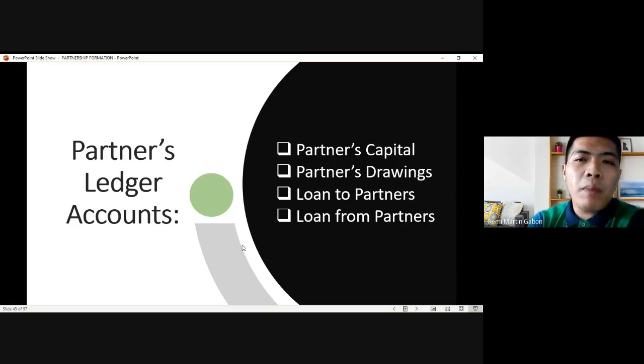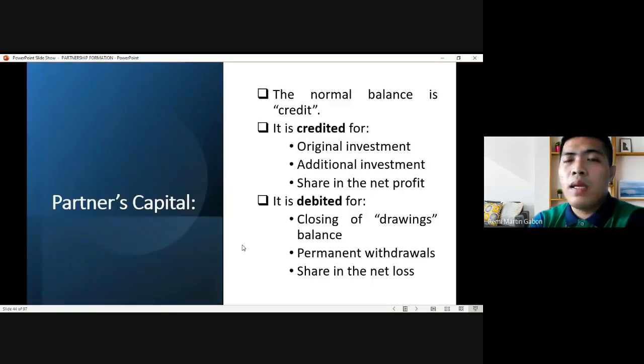Okay, so let's start with partners capital account. If you can remember your basic accounting equation, assets equal liabilities plus equity. Asset normal balance is debit. Liabilities, normal balance is credit. The same goes with the capital or equity accounts. We have it credit. For partners capital account, we always have the normal balance as credit. Meaning to increase the capital account, we always credit the capital. Then to decrease the balance of the capital account, we have it debited.